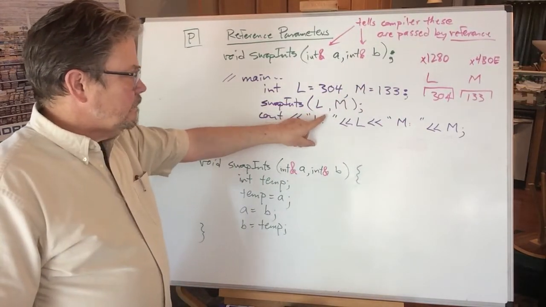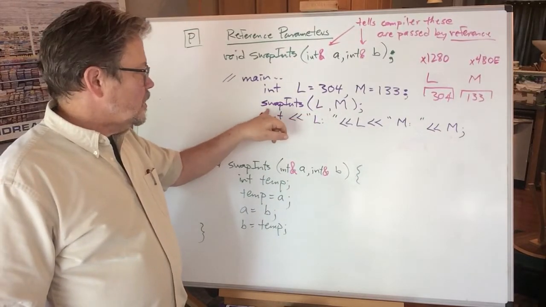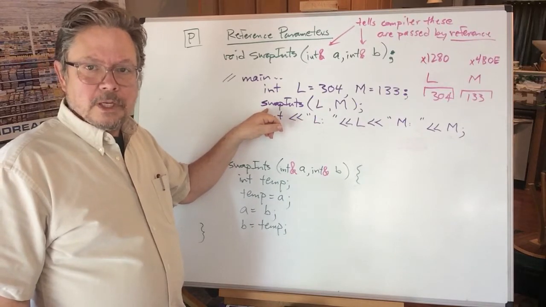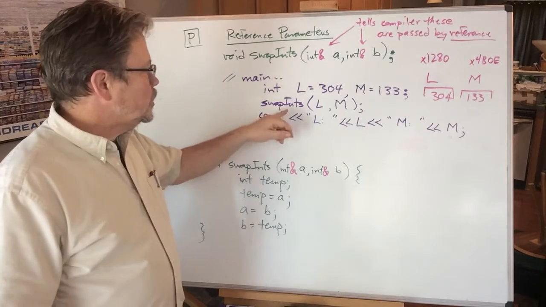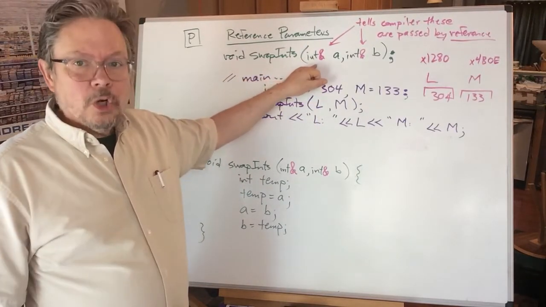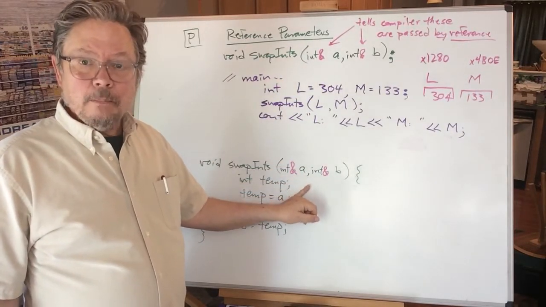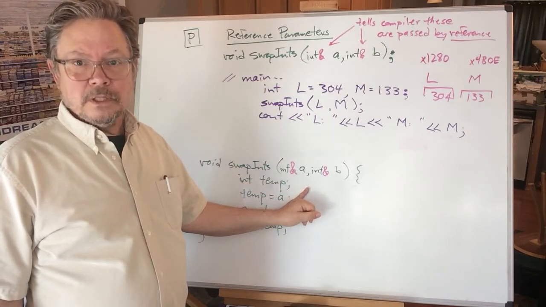Swap-ints LM. Now this, except for the variable names, looks just like the call to swap-ints we made earlier. And on behalf of the C++ syntax designers, I apologize for that. You can't look at the call and see that these are being passed by reference. The compiler looks at the prototype and the function itself and says these are not passed the old-fashioned way. These are not passed by value. These are passed by reference.